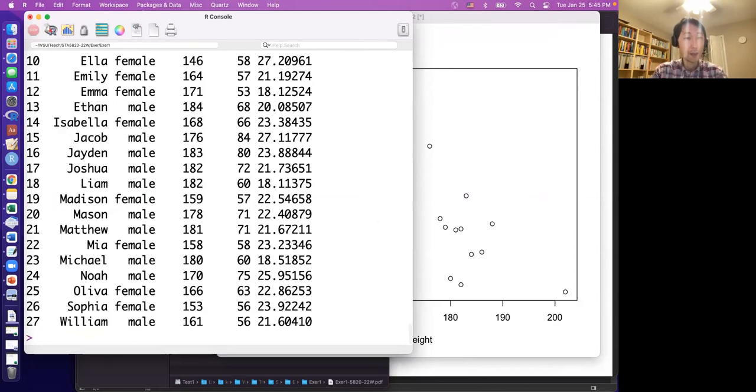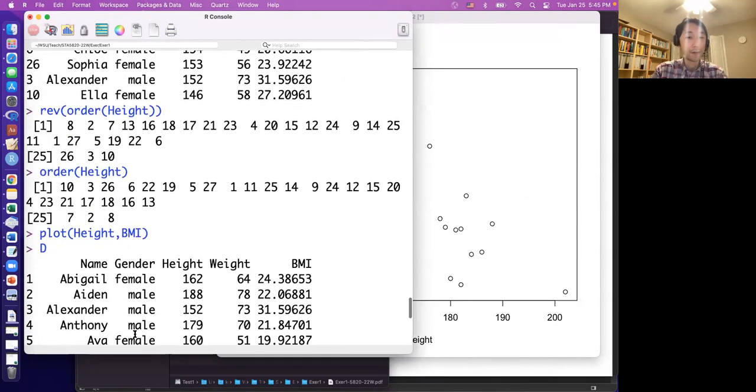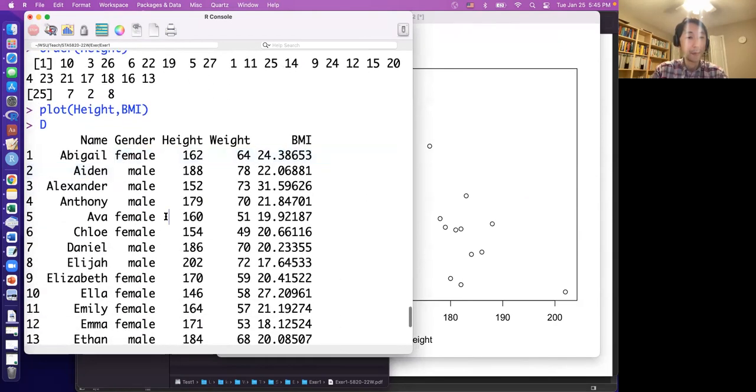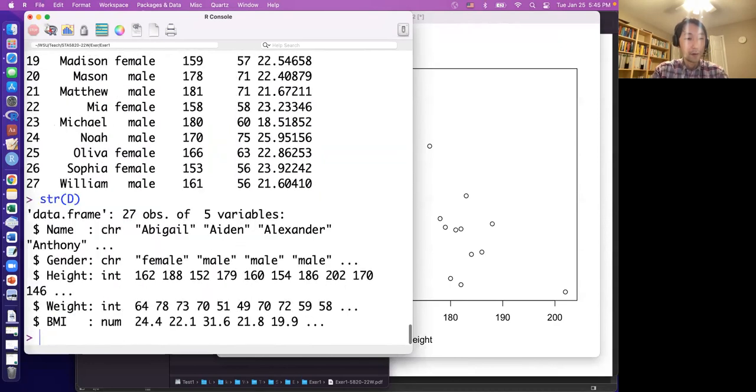So, okay, we have data set D, and we want to confine this data set to male. The gender is recognized as character. Maybe we pick up the index for male, so basically gender is equal to male. This is the index for male.